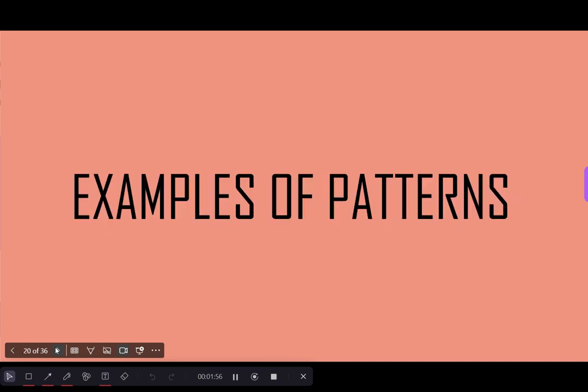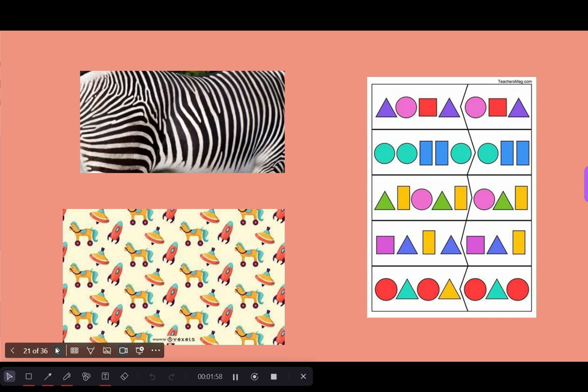Here are a few examples of patterns. So you see the first image, what do you think that animal is? Yes, a zebra. As you can see, his stripes are repeated black and white, and that is what is considered a pattern because they are repeated structures. And his structure is that he's black and white. There's nothing that changes. There are no squiggly lines or anything else.